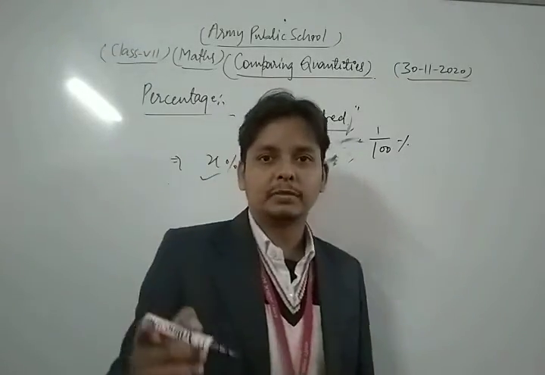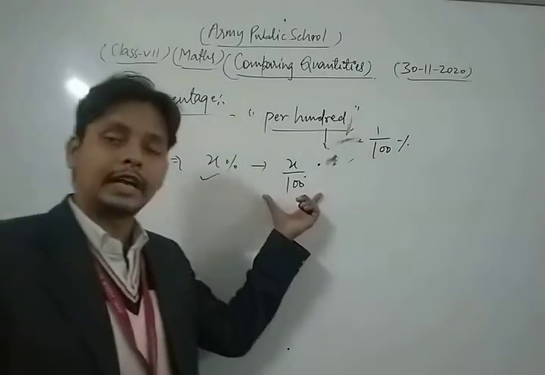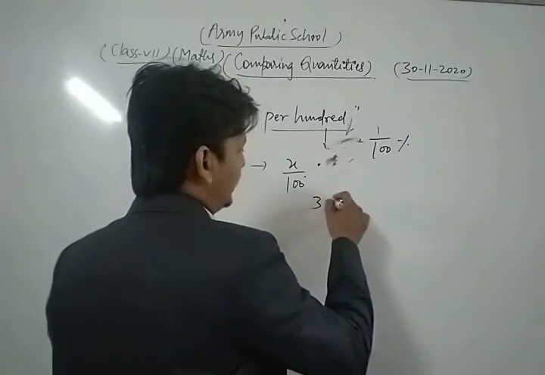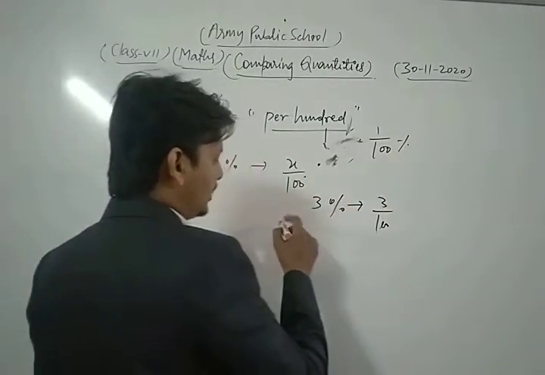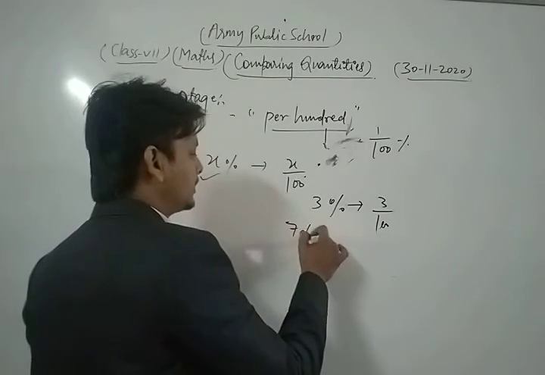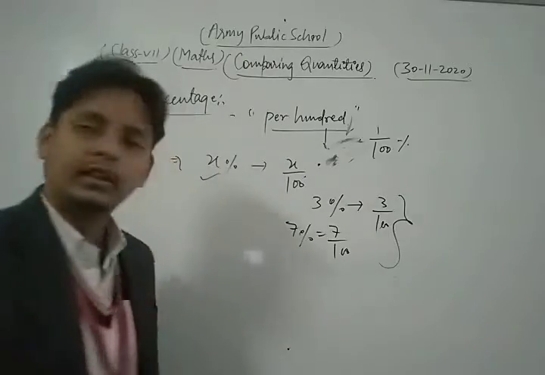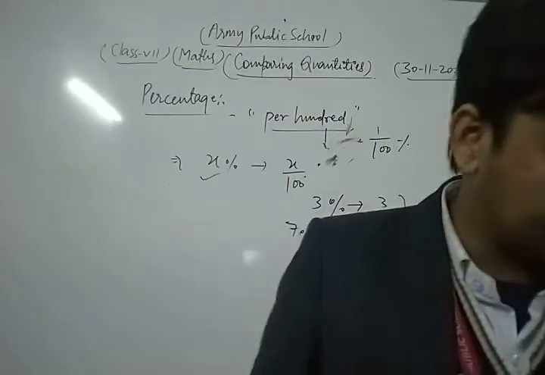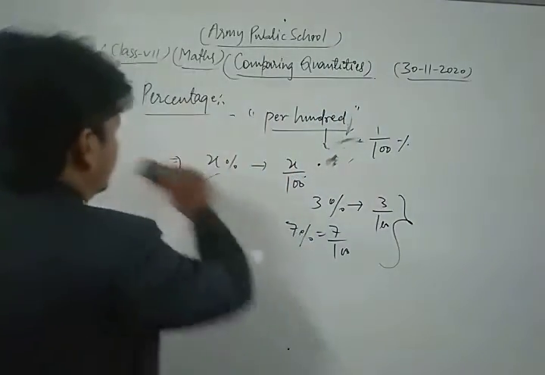So the concept of percentage is per 100. If we write x%, then we can write x upon 100. Similarly, if we write 3%, it means 3 upon 100. Similarly, if we write 7%, it means 7 by 100. So this is the concept of percentage. Okay, now we take some questions based on percentage.